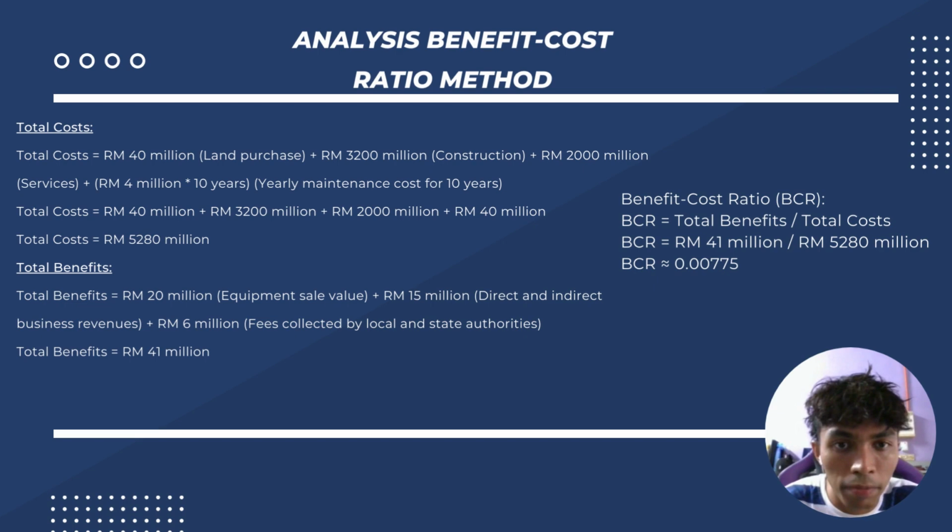And last but not least, we have the benefit cost ratio method. The formula is total benefits divided by total cost. For total benefits, we get 41 million ringgit Malaysia, and the total cost we have is 5,280 million ringgit Malaysia, and finally we got the BCR, which is 0.00775.